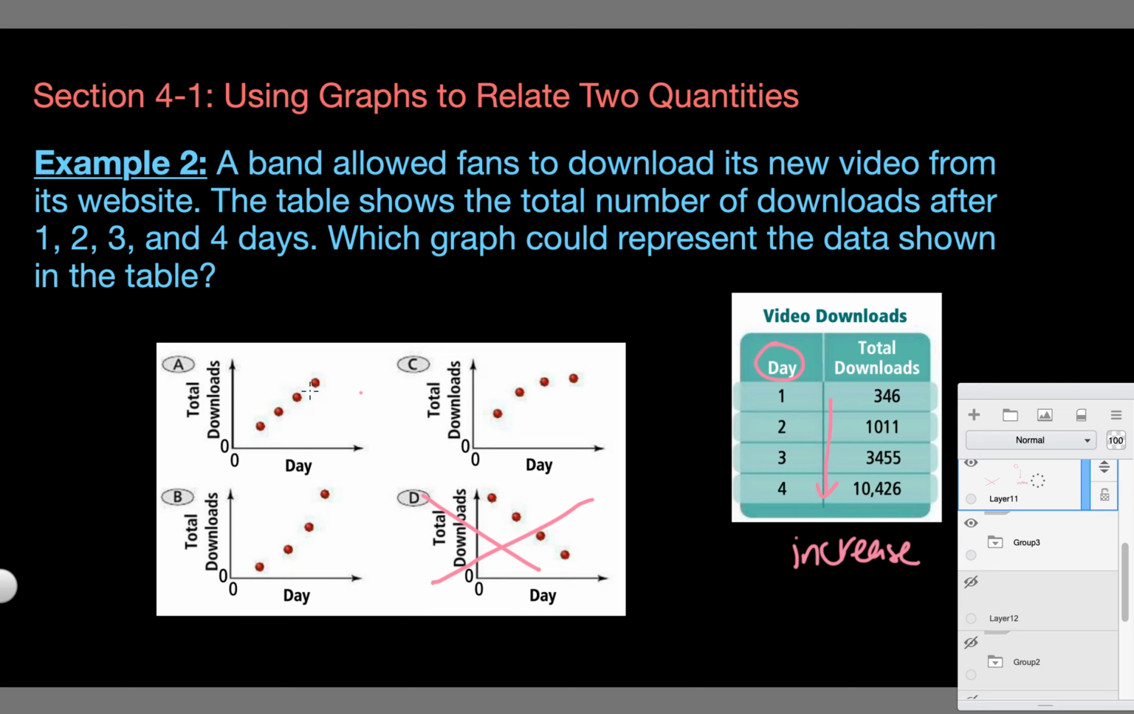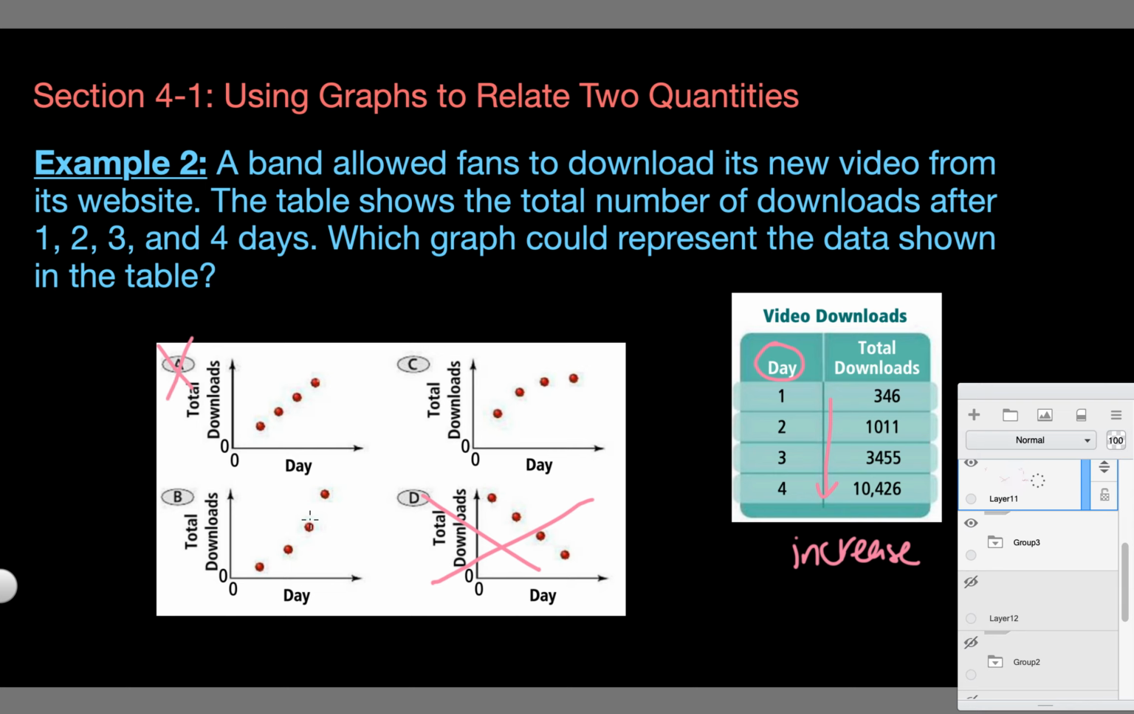So it's like doubling or tripling or whatever the case may be, but it's constant. And I don't think that that's the case here. It looks like it's really growing, right? So we started with 346, and on the fourth day we ended up with over 10,000 downloads. So this doesn't seem to be correct either. It looks like we're growing really fast.